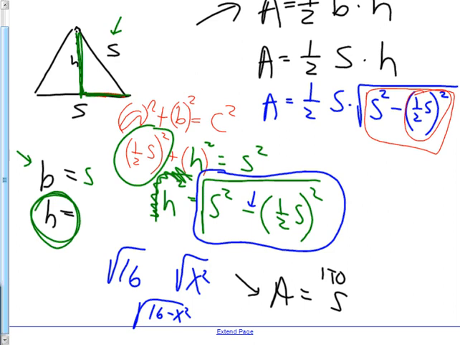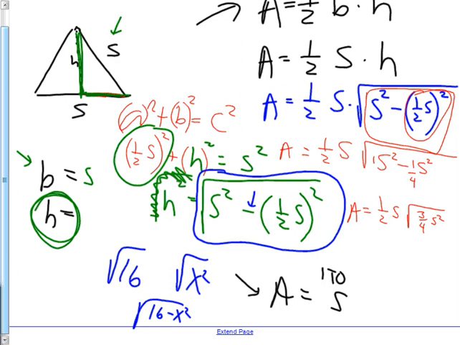So now I have A equals 1/2 s times the square root of s squared minus 1/4 s squared. Now, 1 s squared minus 1/4 of an s squared makes 3/4 of an s squared. I don't know if we would have made you simplify that one. That's a pretty tough one. Square root of 3/4 s squared.